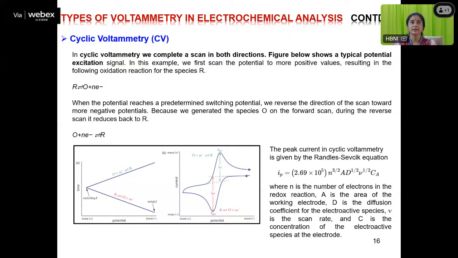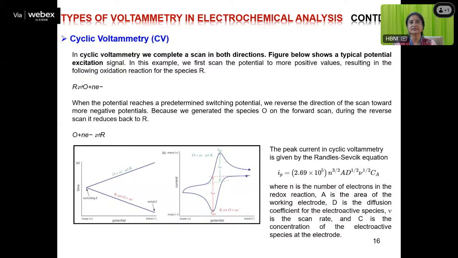So you can see here in cyclic voltammetry, normally we complete a scan in both directions. The figure below shows a typical potential excitation signal. In this example, we first scan the potential to a more positive value. See, first this one and then this one. So you can see here it is scanned in the more positive direction, resulting in the following oxidation reaction. When it goes towards more positive, then R will be getting oxidized to O.